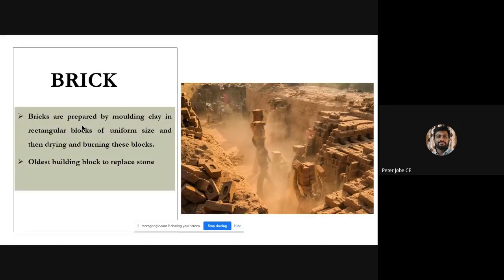Let me discuss brick. Bricks are prepared by molding clay in rectangular blocks of uniform size and then drying and burning these blocks. Okay, Chandana, I think you've responded to my question. So what kind of brick is Iriti famous for?